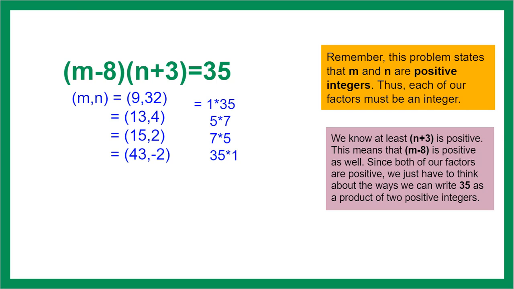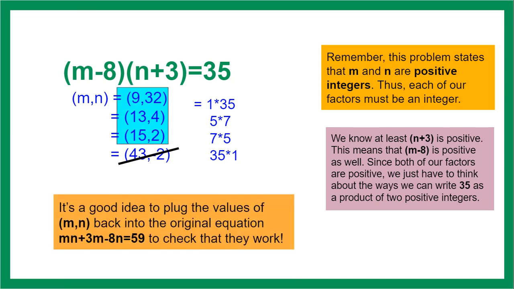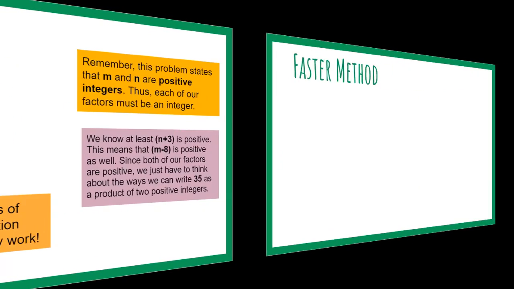So m minus 8 equals 5 and n plus 3 equals 7. And so we get the pair (m, n) is (13, 4). We see this last pair, (43, negative 2), will not work since n is positive. So we get our solutions. But it's always good to plug these back in to our equation to check that they work.